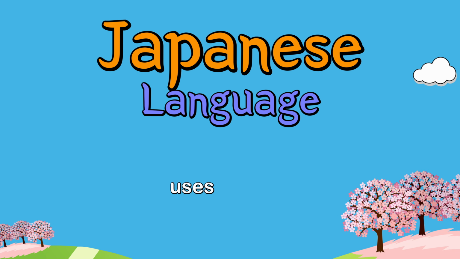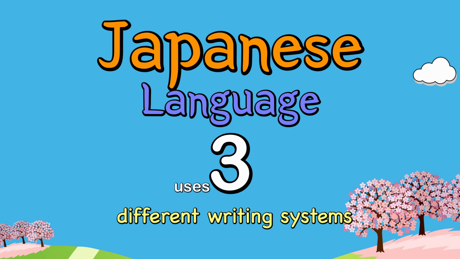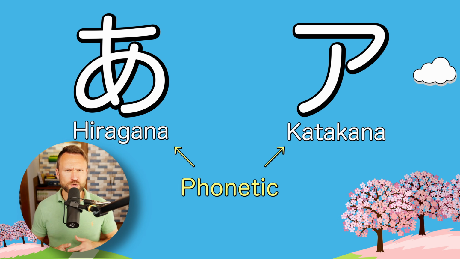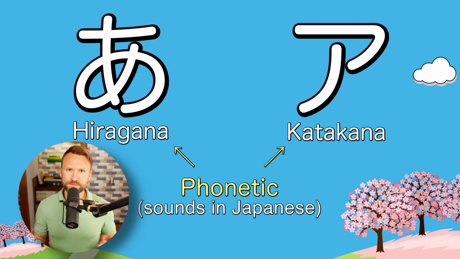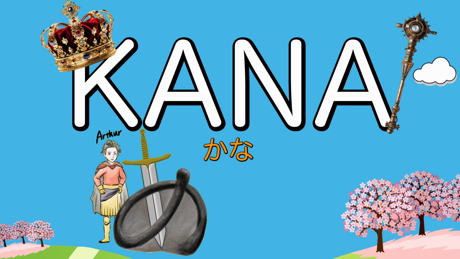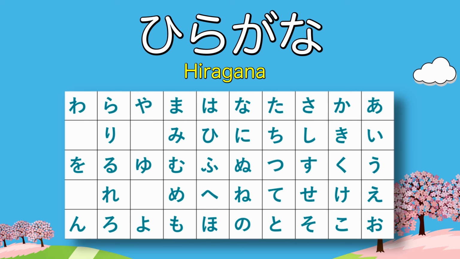Japanese language uses 3 different writing systems. The first 2, Hiragana and Katakana, are phonetic, which means that they represent a sound. Together, they're known as the kana. Hiragana can be used to spell out any word in the Japanese language.